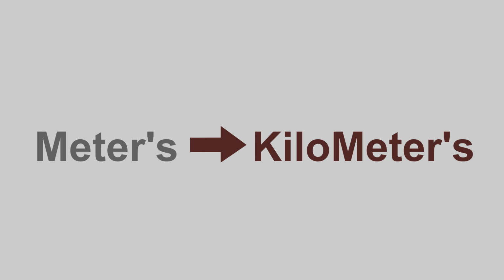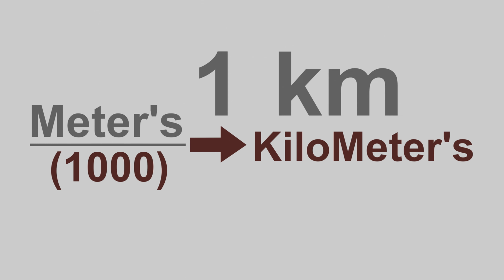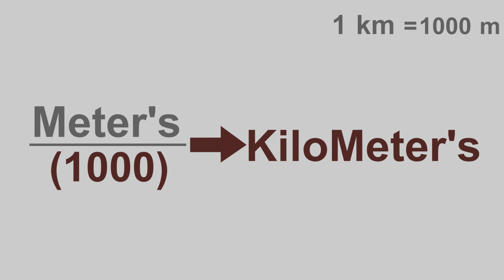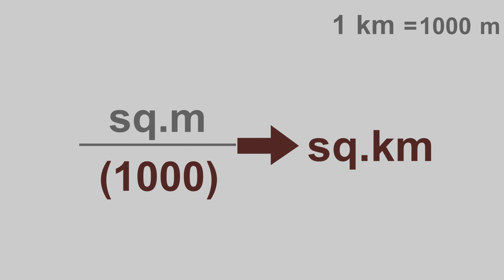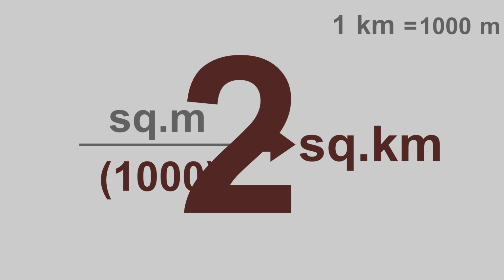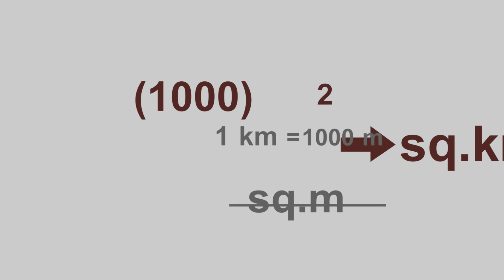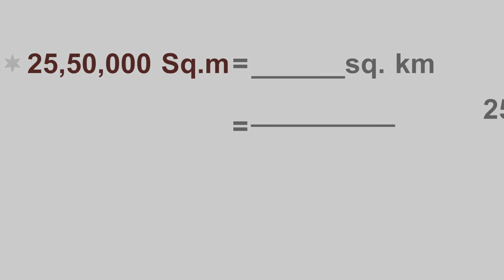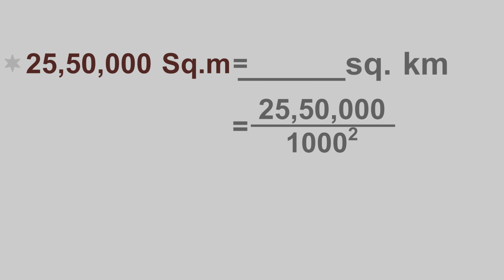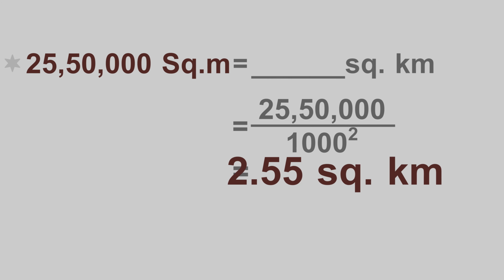Let's see the first conversion, from square meters to square kilometers. For meters to kilometers conversion, we divide the meters by 1000 since 1 kilometer equals 1000 meters, and the sign is division because the conversion is from a small unit to a big unit. To convert square meters to square kilometers, do the same thing as in meters to kilometers conversion, in addition to squaring the value 1000 since it is area conversion. So divide 25 lakh 50,000 square meters by 1000 squared. After conversion, the area is 2.55 square kilometers.